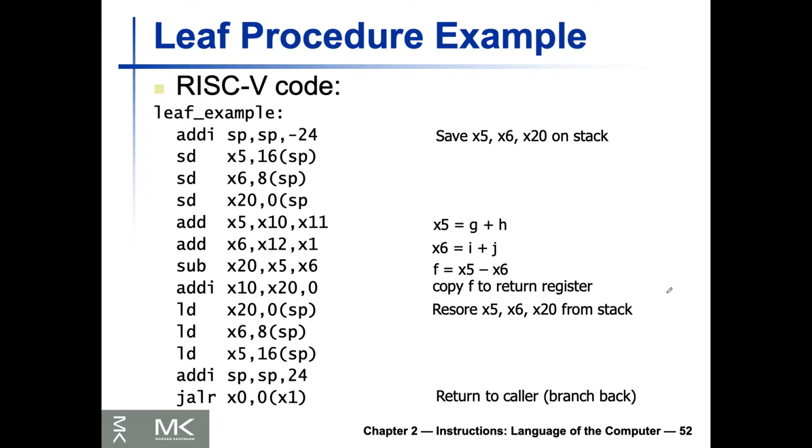We wanted to have an add here for these two. The result will be stored at X5. There was another add, I plus J. The result will be stored at X6. So these are pretty straightforward. The final F would be the deduction of X6 out of X5, which will be stored at X20, right? And now, I need to do another addi to copy F to the return register.